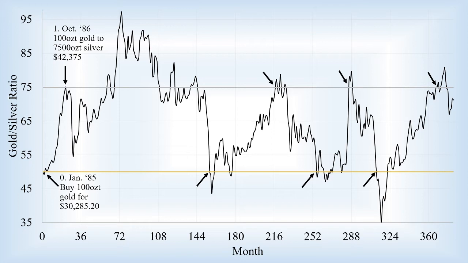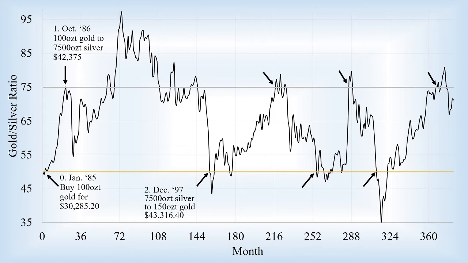7,500 ounces of silver, and the value of either that gold or that silver at that point is now $42,335. Now I understand that when you sell your gold, you wouldn't necessarily get 100% of the value, and when you buy the silver, you might be paying a premium. But I'm just doing it real simplified and not accounting for that in this data.